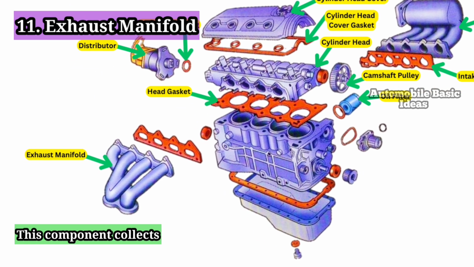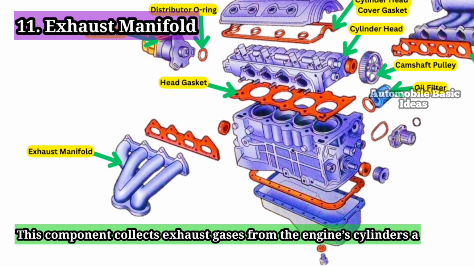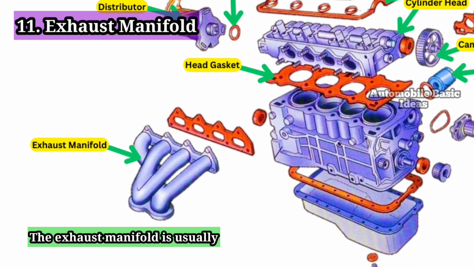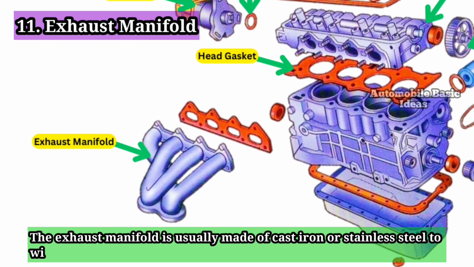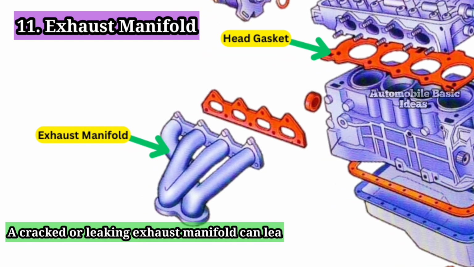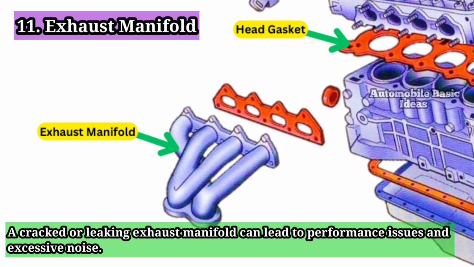11. Exhaust manifold. This component collects exhaust gases from the engine's cylinders and directs them toward the exhaust system. The exhaust manifold is usually made of cast iron or stainless steel to withstand extreme temperatures. A cracked or leaking exhaust manifold can lead to performance issues and excessive noise.